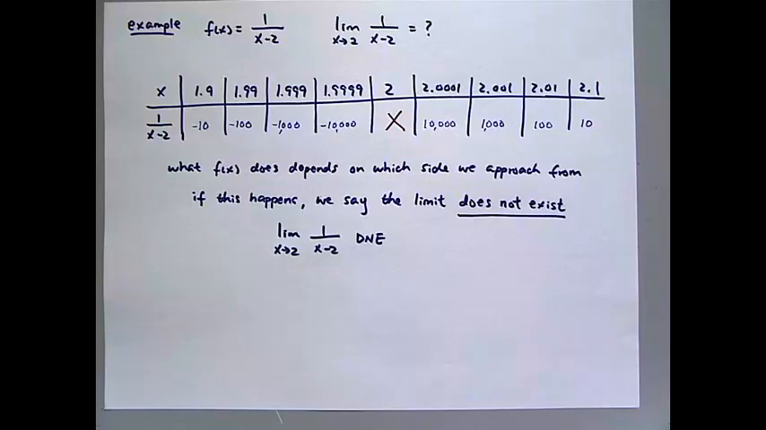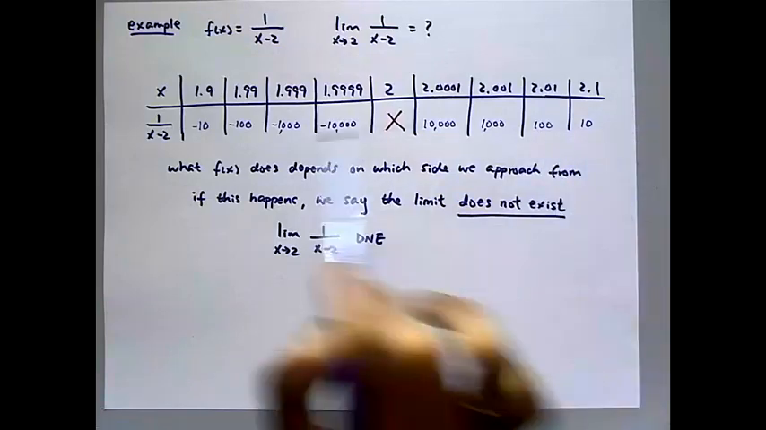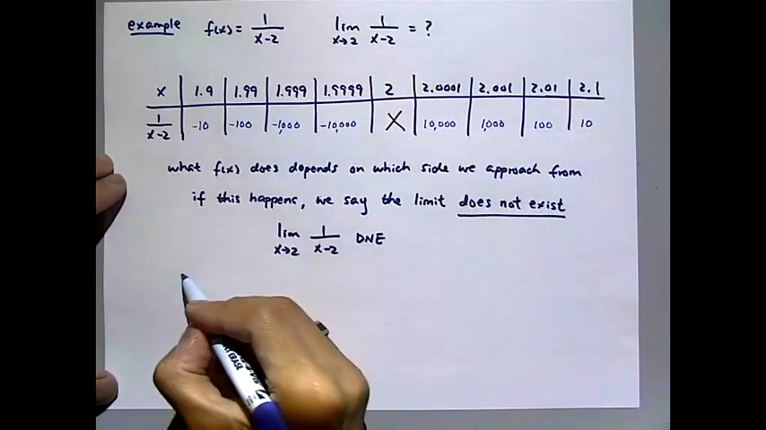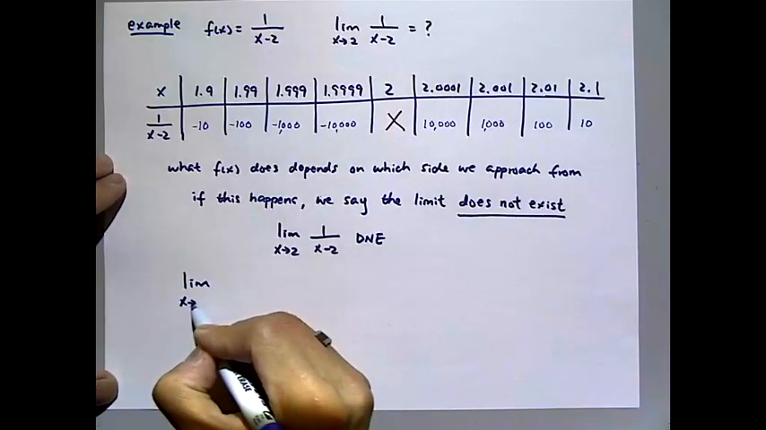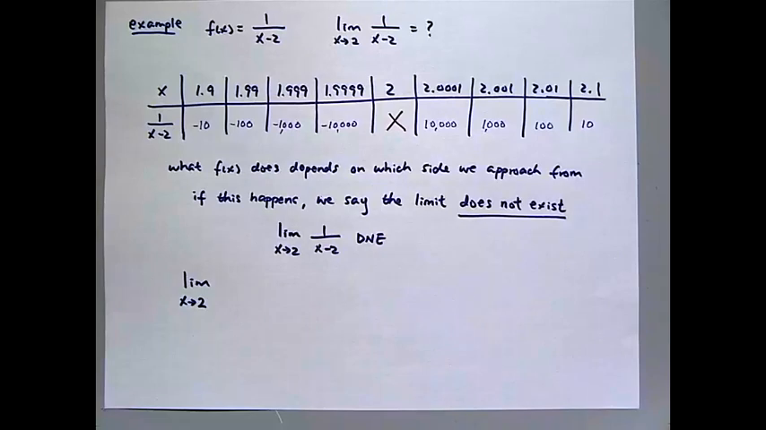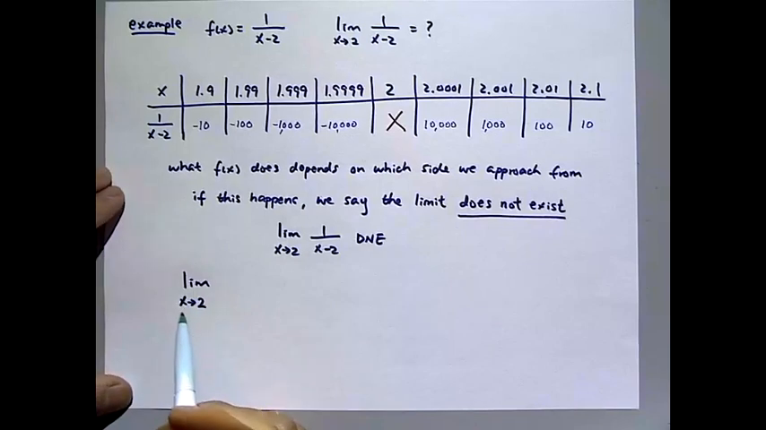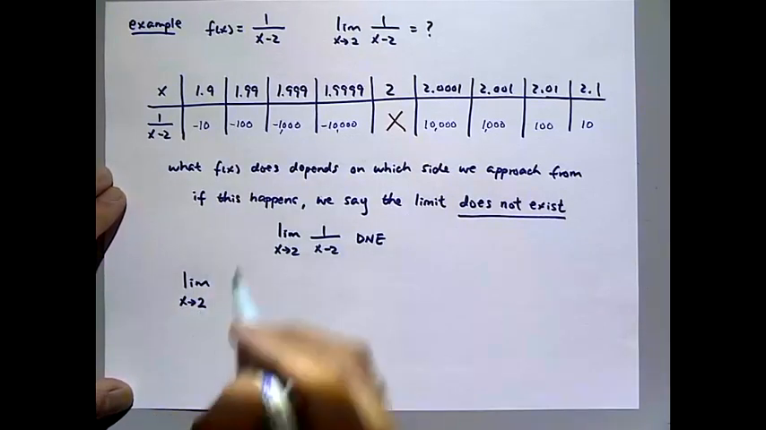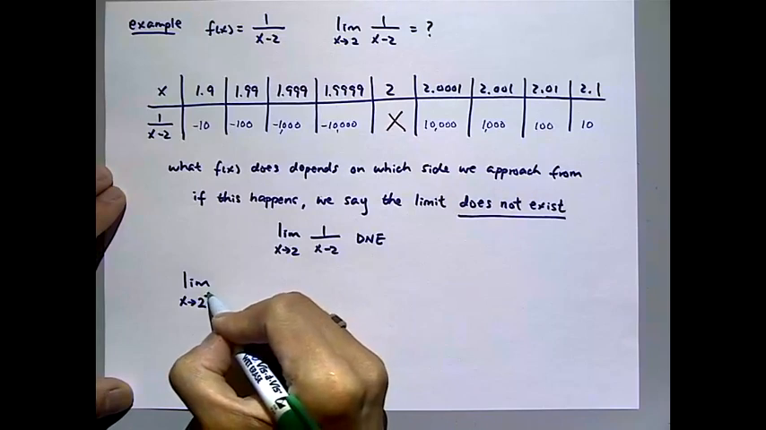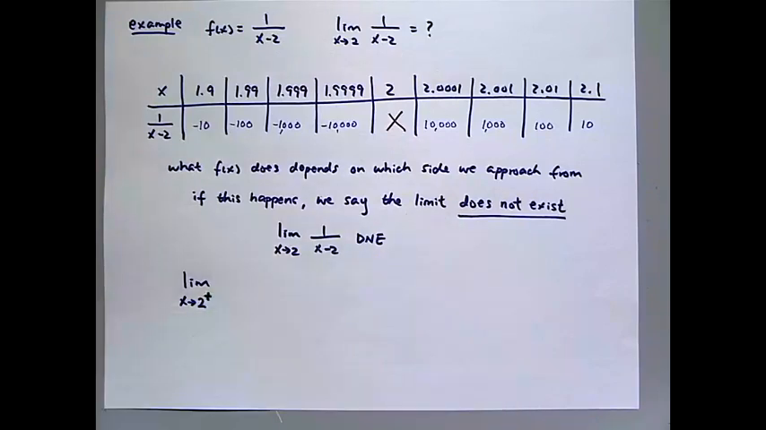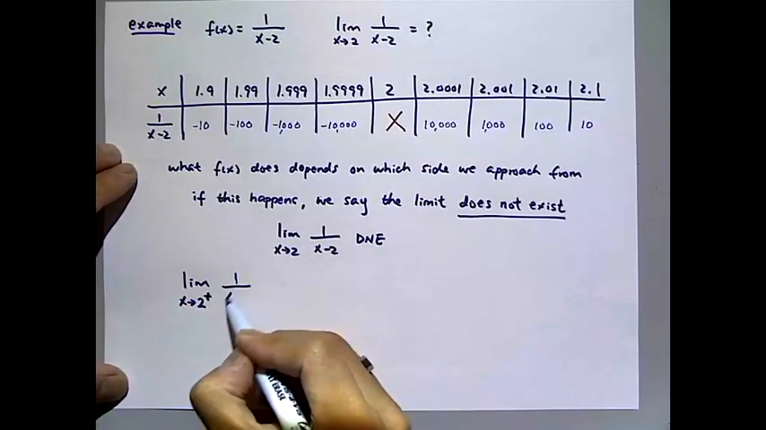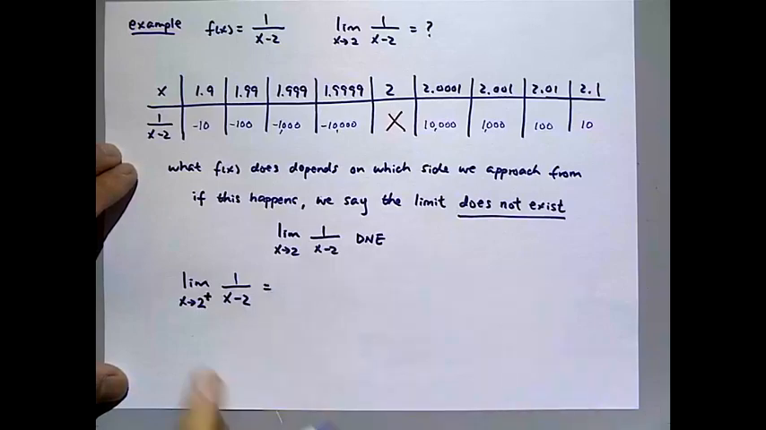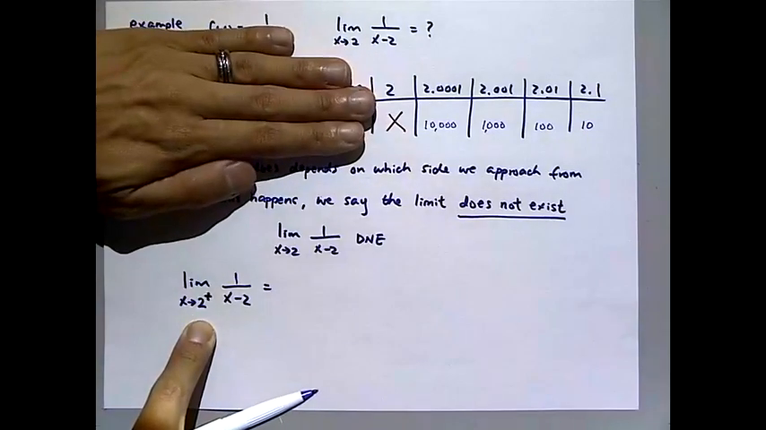Now, however, we still want to give some kind of indication of what the function is doing. So we can look at just one side at a time. If I just want to focus on the right side of the function, I would write LIM, x approaches 2, and I put a superscript plus. That indicates I'm looking at the right side approach. And if I'm looking at the right side approach, I ignore what the left is doing.